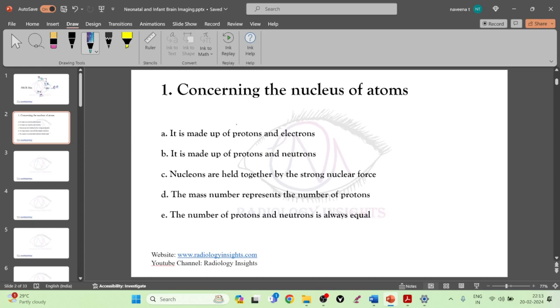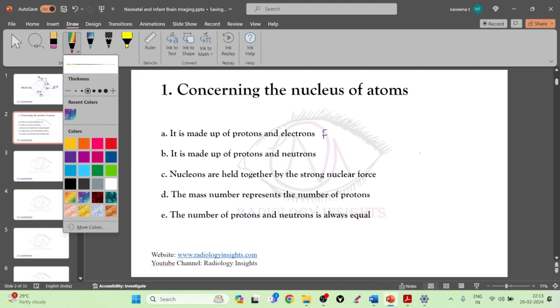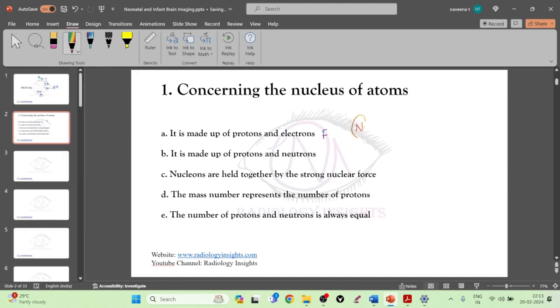Nucleus of atoms is made up of protons and neutrons, not electrons. So this is false. What is the nucleus of atom made up of? The nucleus consists of protons plus neutrons. Next, nucleus of atom is made up of protons and neutrons. So this is true.